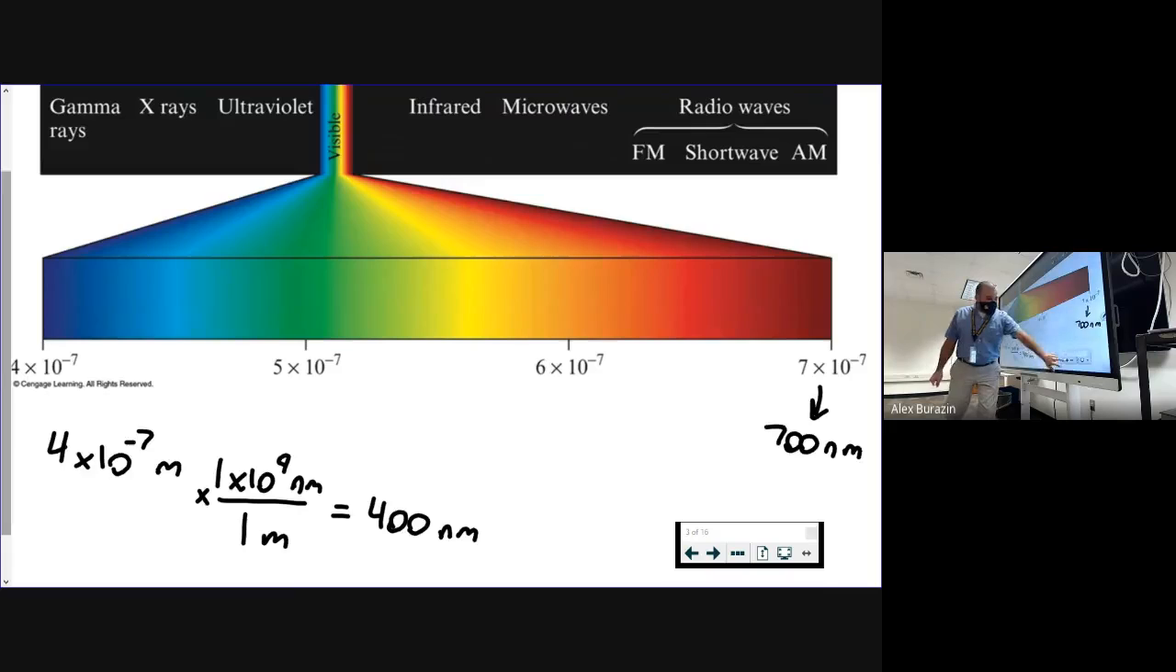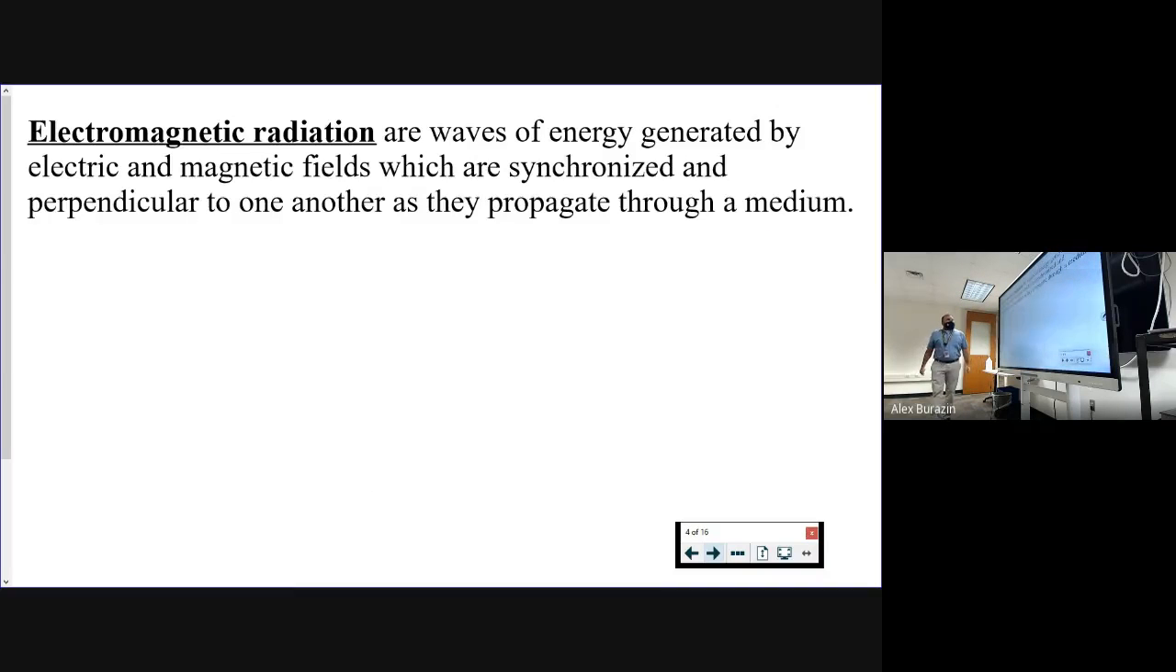So electromagnetic radiation are waves of energy generated by electric and magnetic fields, which are synchronized and perpendicular to one another as they propagate through a medium. Excellent. Did that do anything for you? I wouldn't necessarily think that did much for you, but that's what electromagnetic radiation is. It's alternating or perpendicular electric and magnetic fields which propagate in the same direction. That's a physics thing. I don't teach physics. I don't want to teach physics.